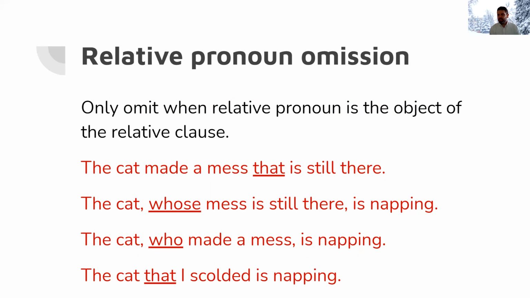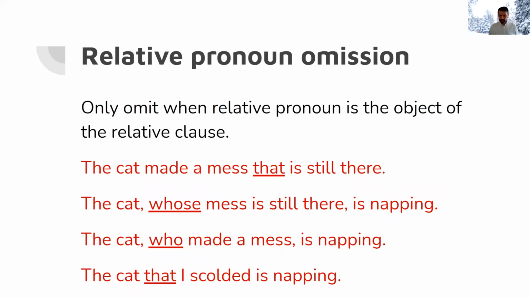In the second one, the cat whose mess is still there is napping. This has 2 sentences. The cat is napping and the cat's mess is still there. The cat's is the determiner for mess. It's not the object of that relative clause. So again, it cannot be deleted. We can't say the cat mess is still there is napping. It's not grammatical.